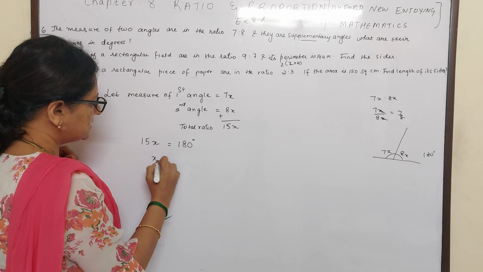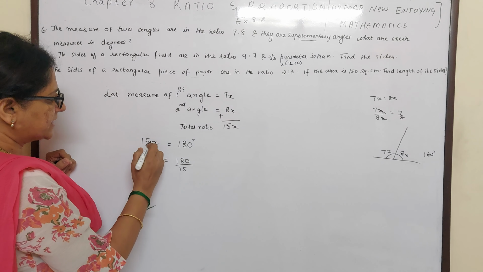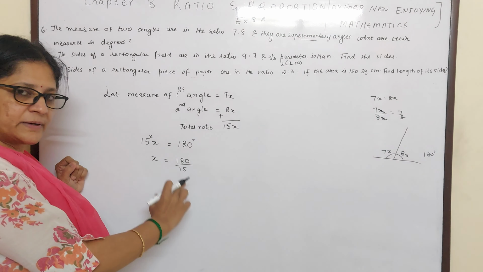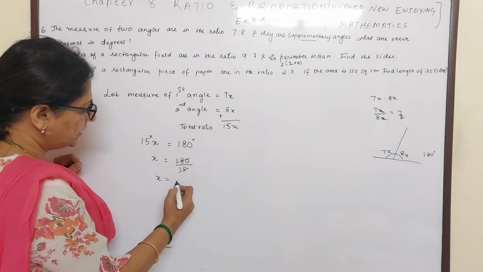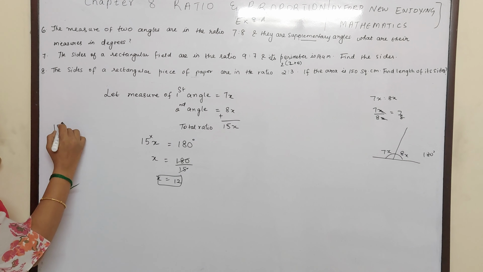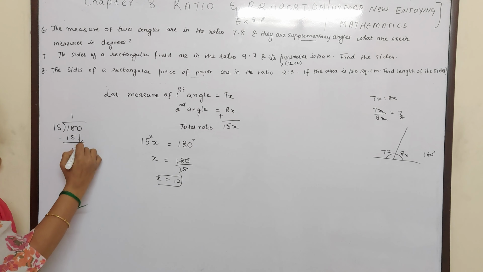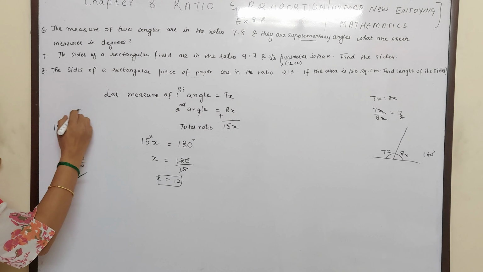So what is x? x is equal to 180 divided by 15. Why? Because 15x means 15 into x. So multiplication, when it goes to the other side, becomes division. So x is equal to 180 by 15. If you divide, you will get 12 by long division, right? If you do long division like this, 15 ones are 15, 3 remaining, 0 down, 15 twos are 30. So you will get x as 12.